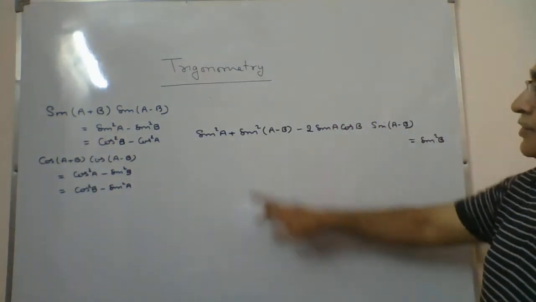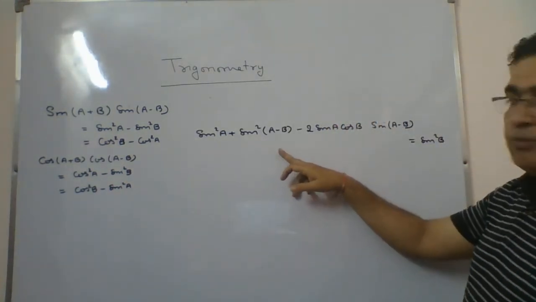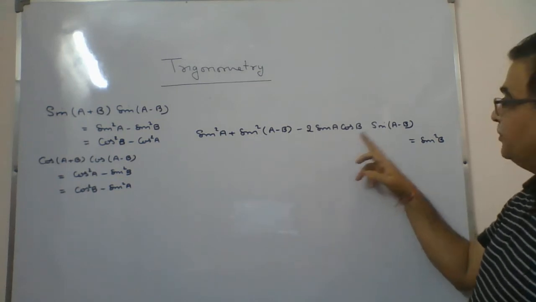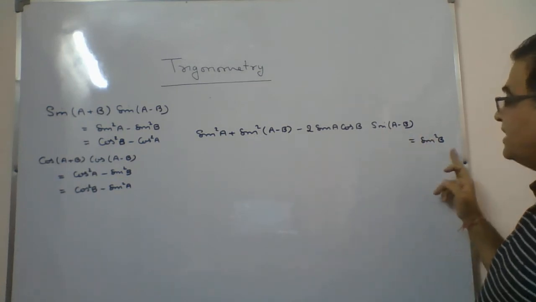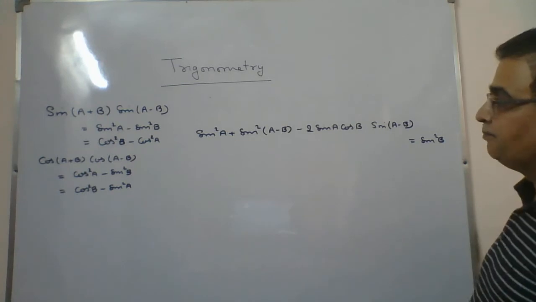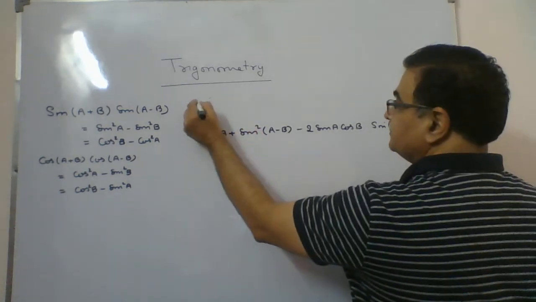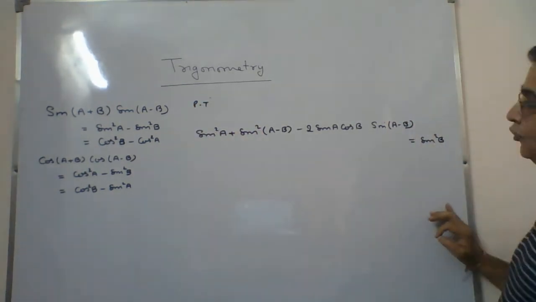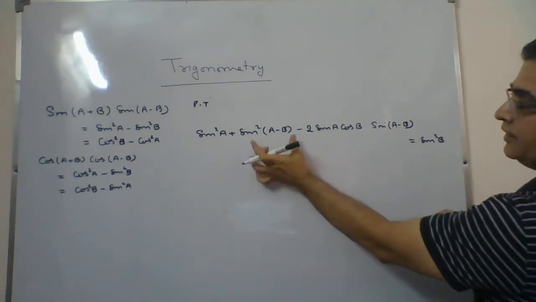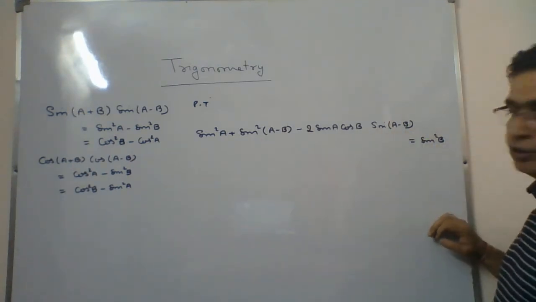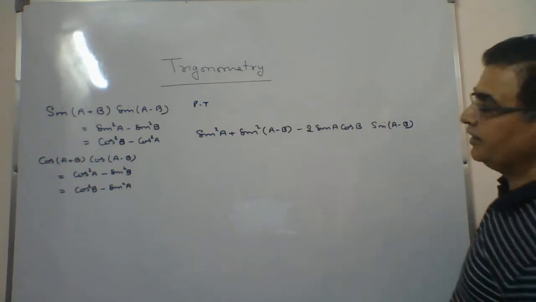This is another question. sin²a plus sin²(a-b) minus 2 sin a cos b sin(a-b) is sin²b. We have to prove this. So to prove this, what do I do again? We have these two results. sin(a-b) is common in both. So I'll start the question this way again.